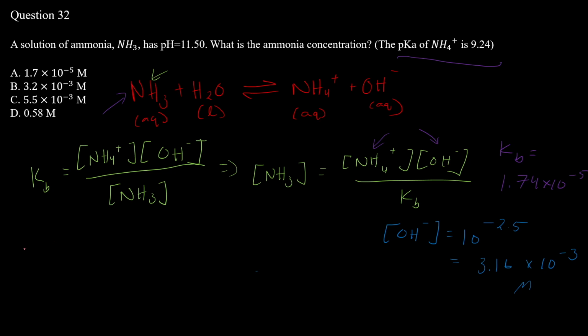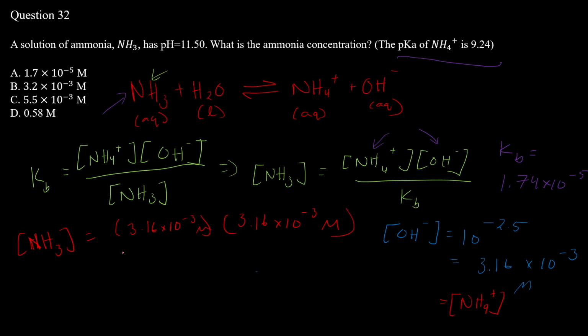So your ammonia concentration, NH3, is equal to the concentration of the ammonium ion, which we found out is the concentration of the hydroxide. But remember, the concentration of the hydroxide is also equal to the concentration of the ammonium. And so that's going to come out to 3.16 times 10 to the minus 3. And the concentration of the hydroxide is the exact same thing, times 10 to the minus 3. And we should be putting molars, but it's whatever. Over Kb, so Kb is 1.74 times 10 to the minus fifth.